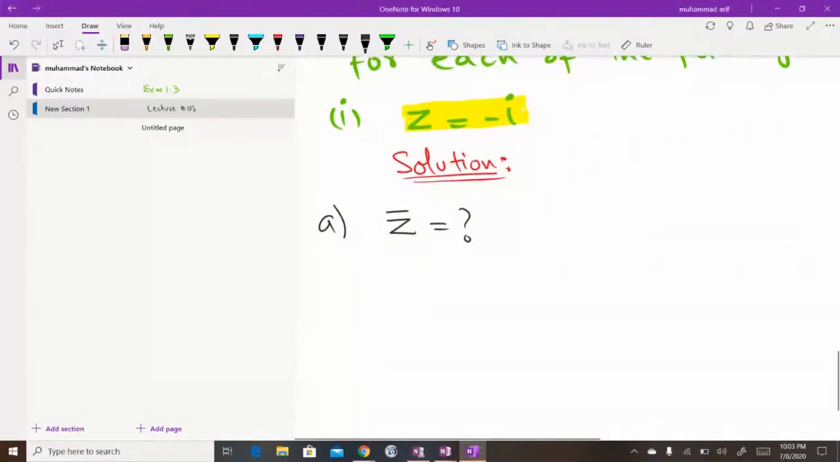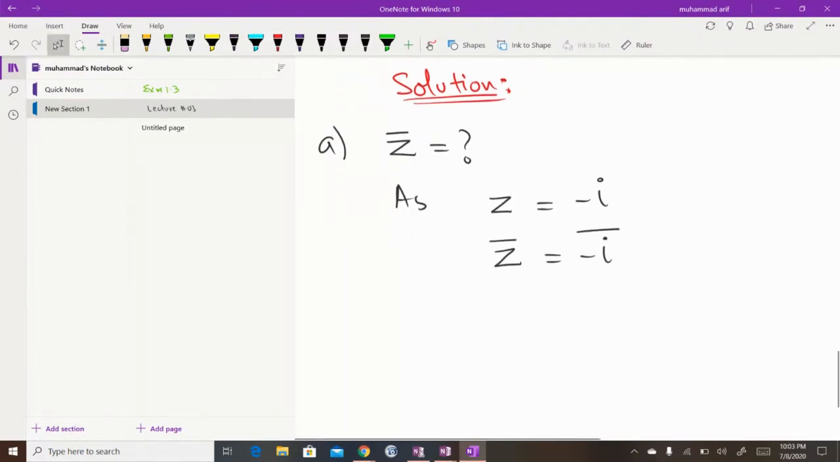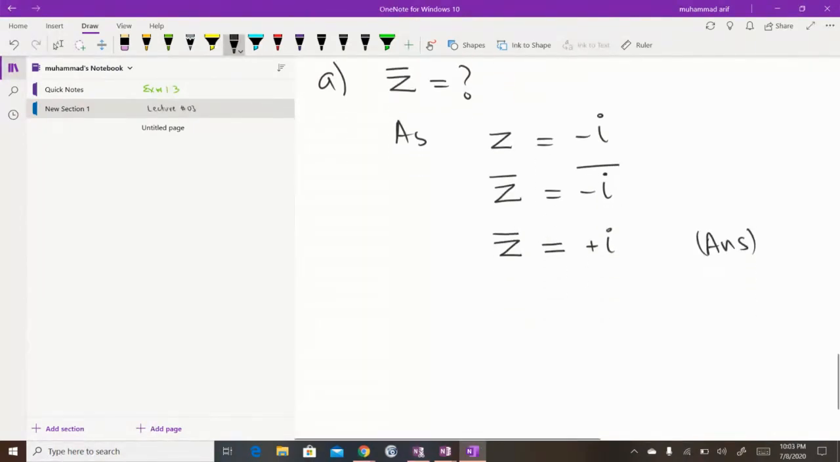As Z is equal to negative iota, after taking conjugate on both sides, Z conjugate is the conjugate of negative iota. What we do in conjugate is change the sign of iota. What is the sign of iota here? Here the sign of iota is negative. We change it into positive iota, which is our answer of the first part, that is Z conjugate.